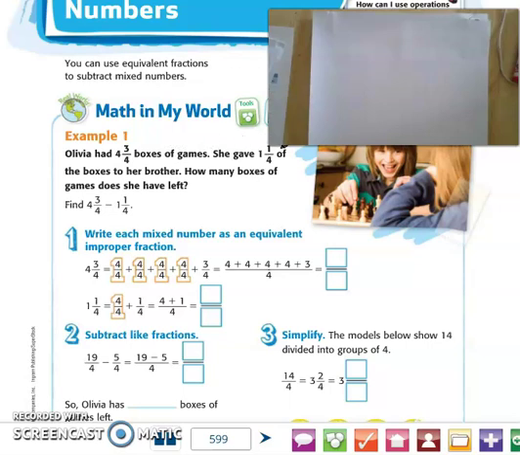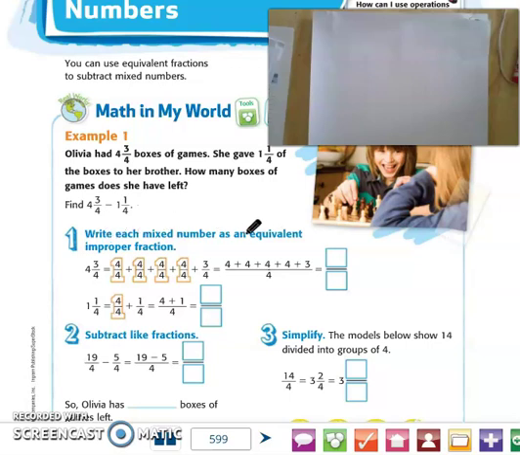Olivia had 4 3/4 boxes of games. She gave 1 1/4 of the boxes to her brother. How many boxes of games does she have left? Since she gave boxes to her brother, we know it's subtracting because she gave them away. So we have 4 3/4 minus 1 1/4.